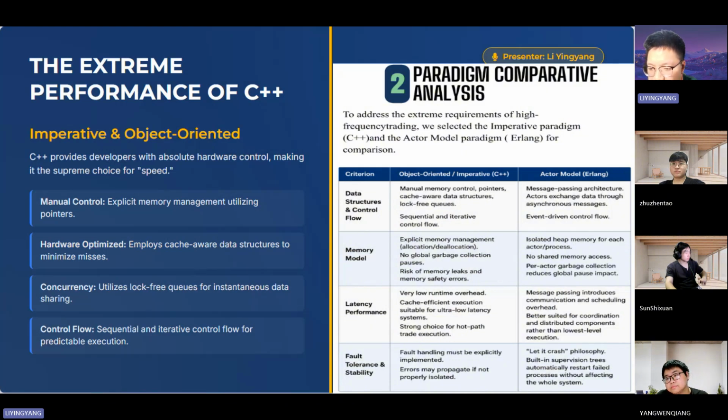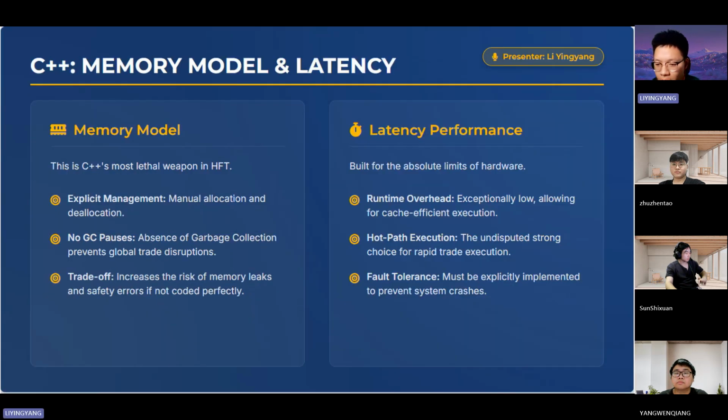Because of these advantages, C++ is suitable for the most time-sensitive parts of the system, such as market data processing, strategy calculations, and order execution. However, C++ also has weaknesses.